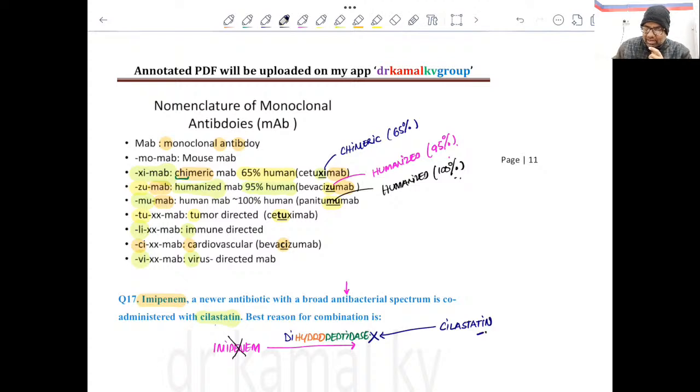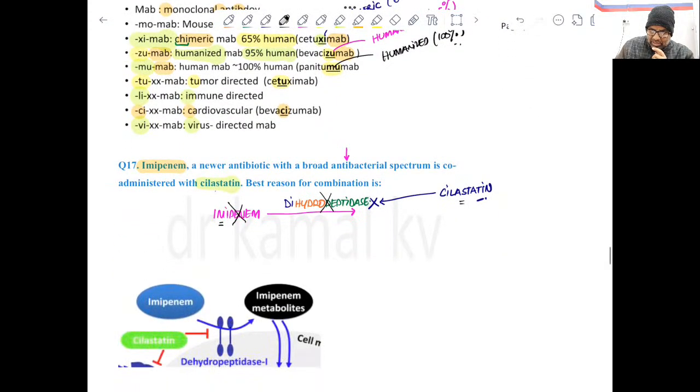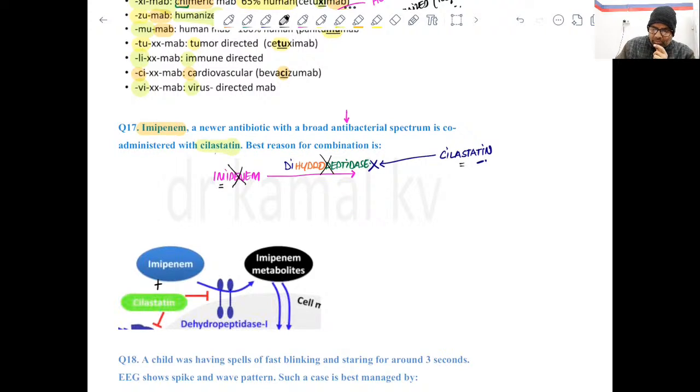Right? So cilastatin has no antibiotic role as such. It is just blocking this enzyme so that there is no metabolism of imipenem and we get the effects of imipenem. Therefore, the cilastatin plus imipenem combination is given because we just want to block the dihydropeptidase enzyme in the kidney, right? So this is the kidney. Therefore, if you see a combination of drugs, it means one drug is given along with another drug for some particular purpose. Clear?